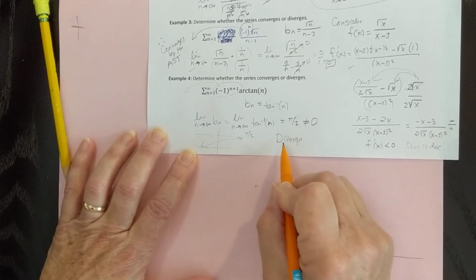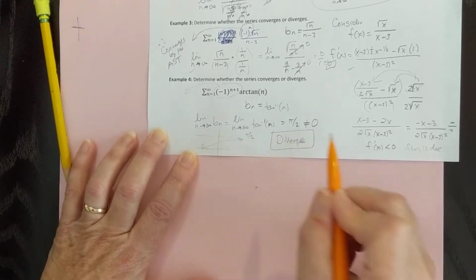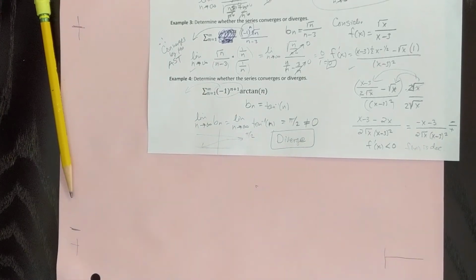I can't spell diverge. Okay, diverge right there. Okay, that's the alternating series test.